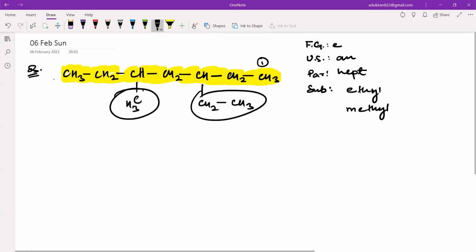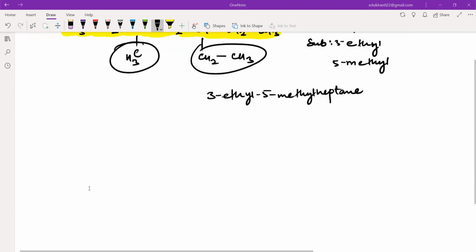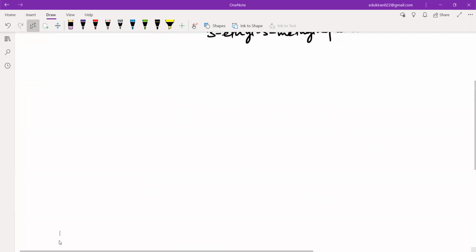This is 1, 2, 3, 4, 5, 6 and 7. So methyl is in the 5th position, ethyl is in the 3rd position, and this will be named as 3-ethyl-5-methylheptane. Okay, so write this down. No, don't write this down. Just let it be here. And we will be moving towards the preparation of alkene.